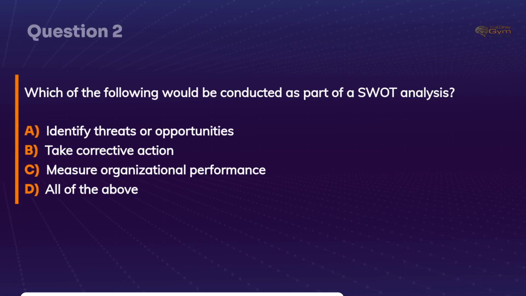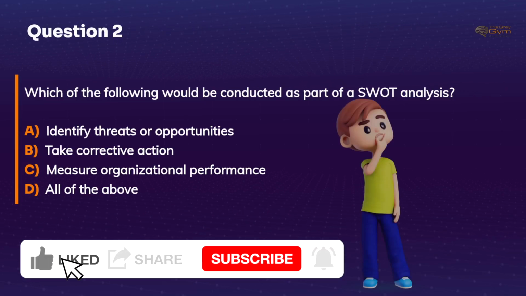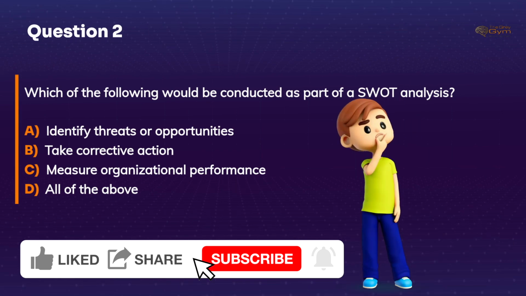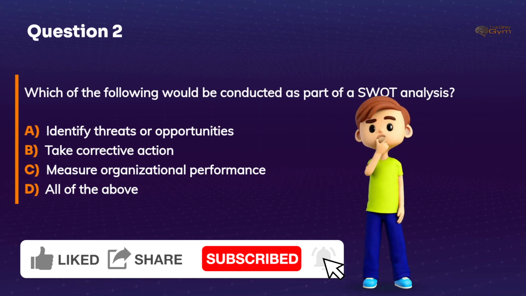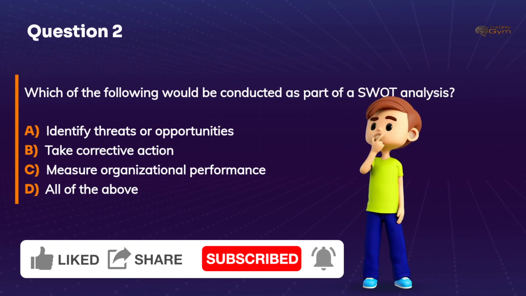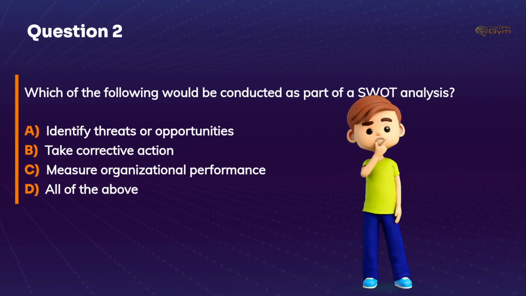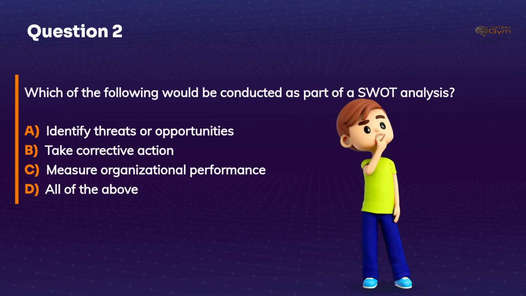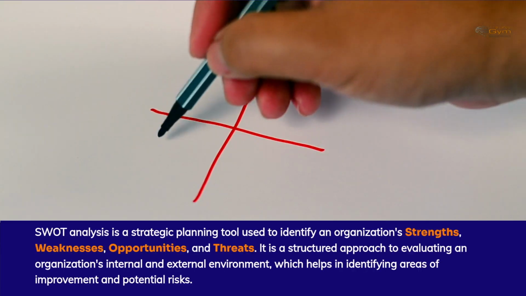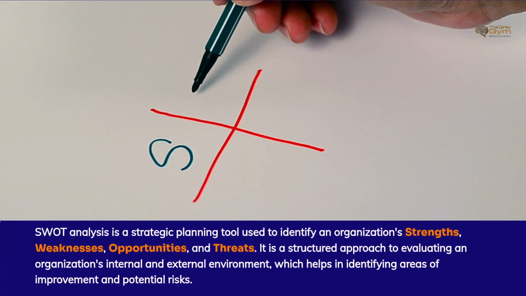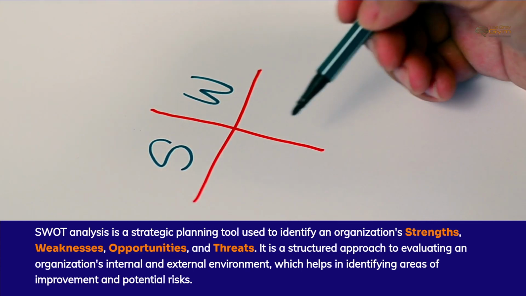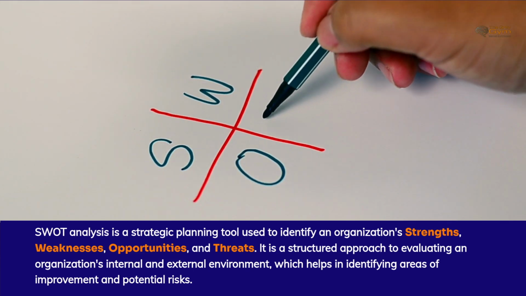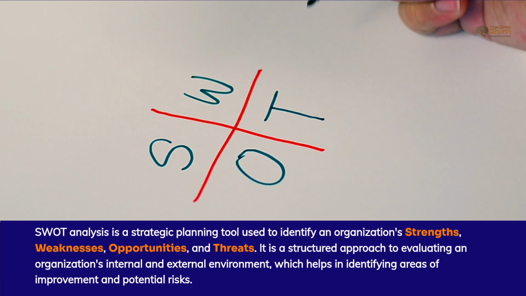Next, which of the following would be conducted as part of a SWOT analysis? A. Identify threats and opportunities. B. Take corrective action. C. Measure organizational performance. Or D. All of the above.